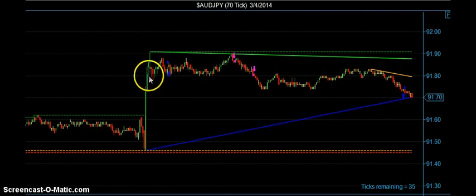And then we have support here. You can see support, support, support all the way across. So when we got back down here to support again, went ahead and shorted right here at this level and covered over here for 10 pips. So that trade worked out real well.